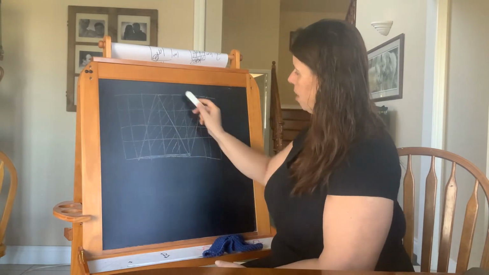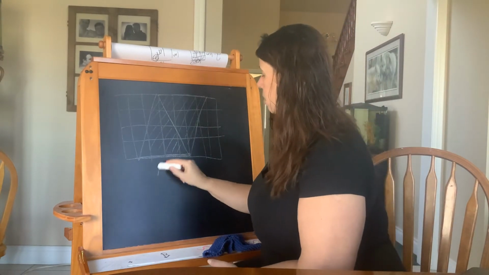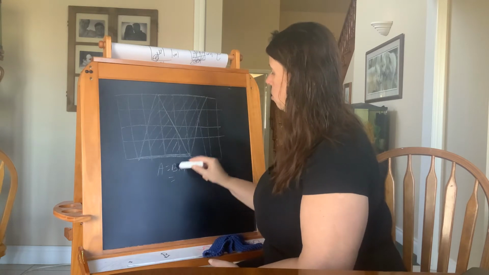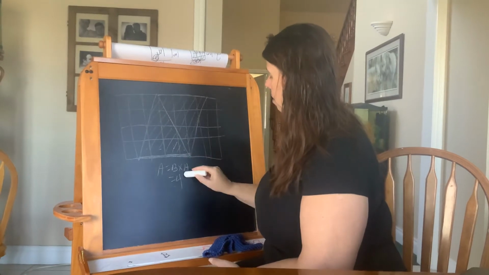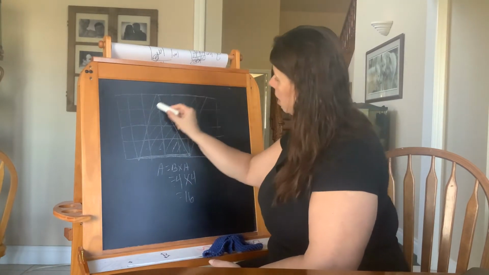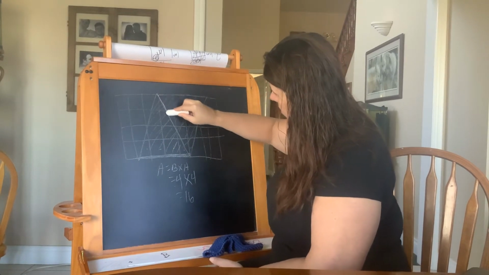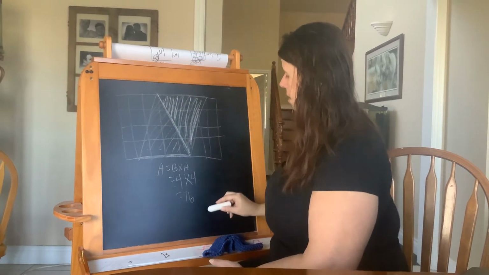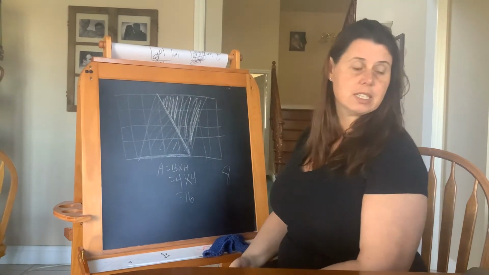right? So if I'm figuring out the area of this parallelogram, I need to go area equals base times height, and I know that it's 1, 2, 3, 4 across, and 1, 2, 3, 4 up. 4 times 4 is 16. So if the area of this whole thing is 16, the area of half of it is 8. So half of the 16 is 8.